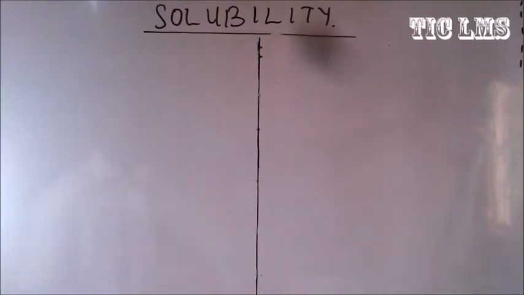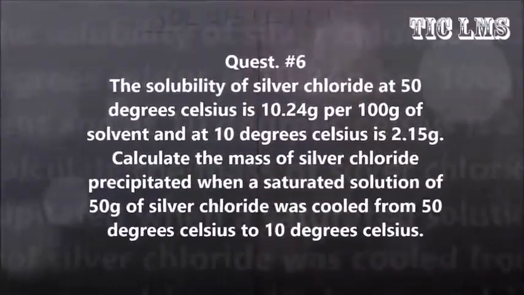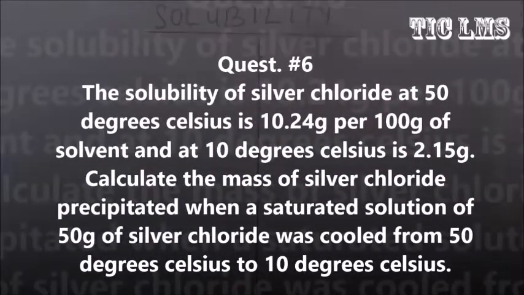Next question says the solubility of silver chloride at 50 degrees Celsius is 10.24 gram per 100 gram of solvent, and at 10 degrees Celsius it is 2.15 gram. Calculate the mass of silver chloride precipitated when a saturated solution of 50 gram of silver chloride was cooled from 50 degrees Celsius to 10 degrees Celsius.